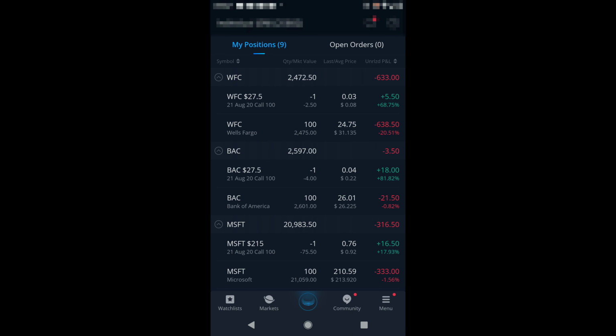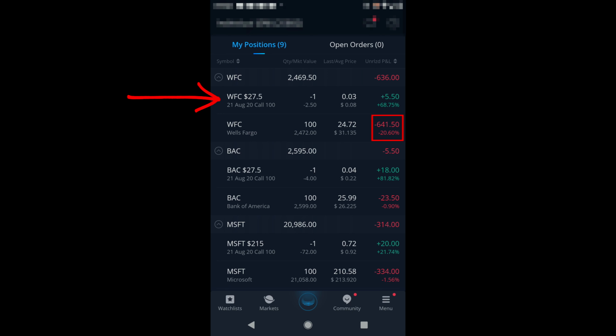The second reason would be, in our case right now, Wells Fargo. In Wells Fargo, we have a covered call with a strike price of $27.50. If you look at our Wells Fargo shares, we have 100 shares, and our cost basis is $31.13, but it's really $31.50. So you'll see at the right that we are down $640, if we were to sell all 100 shares right now.